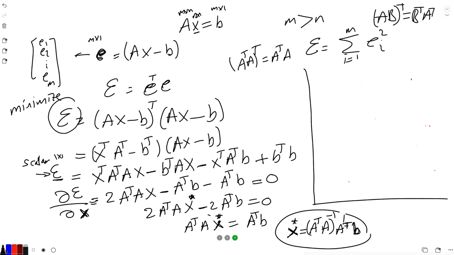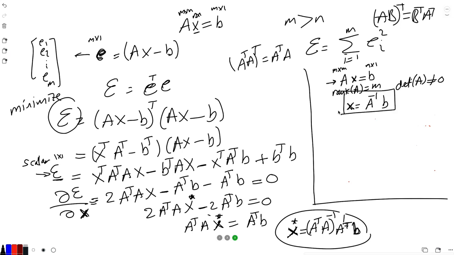Now, in general, if we have A times x equal to B, and we have a square matrix, for example, assume that A is m by m, and this is m by 1, and A is full rank, so rank of A equal to m, and the determinant of A does not equal 0, which means that it is a non-singular equation. Then of course the optimum x in this case is equal to A inverse times B. This is the general case, when the number of equations is the same as the number of unknowns, and we don't have any redundancy, or linear dependence between equations.